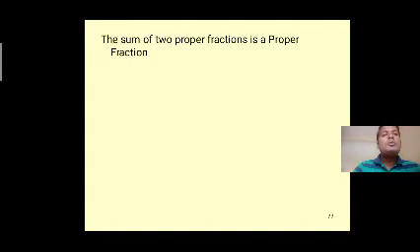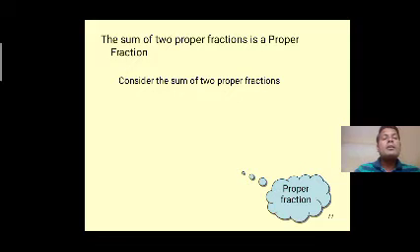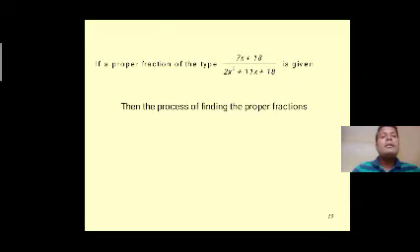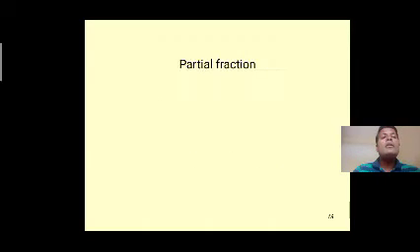The sum of two proper fractions is a proper fraction. This is one important condition. Consider the sum of two proper fractions, then we write a proper fraction. If a proper fraction of the type (7x + 18) divided by (2x² + 11x + 18) is given by 2 by (x + 4) and 3 by (2x + 3), then the process of finding these proper fractions is called resolving it into partial fractions.